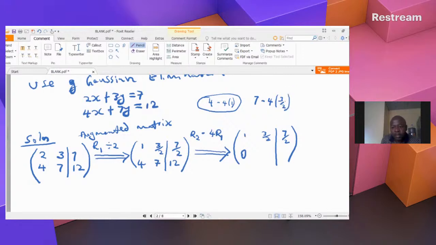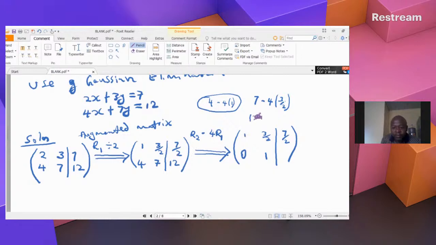And this gives me 6 in this position, because this will be 4, 2 going to 4 twice. So this 2 times this 3 will be 6. 6 from 7 will be 1.